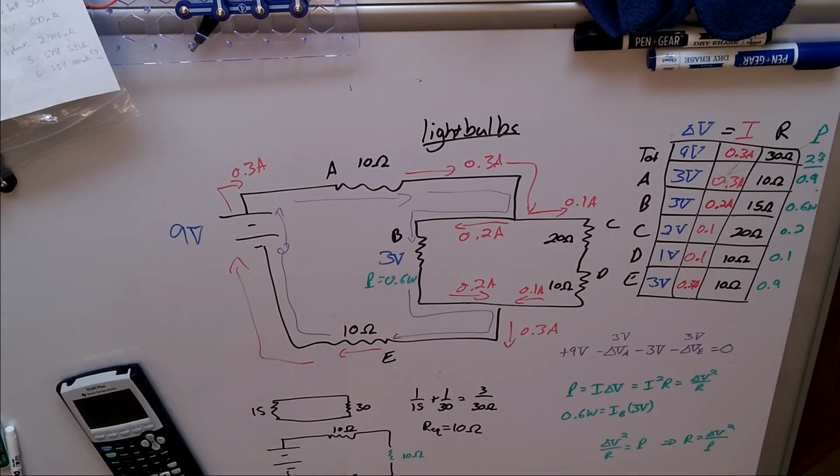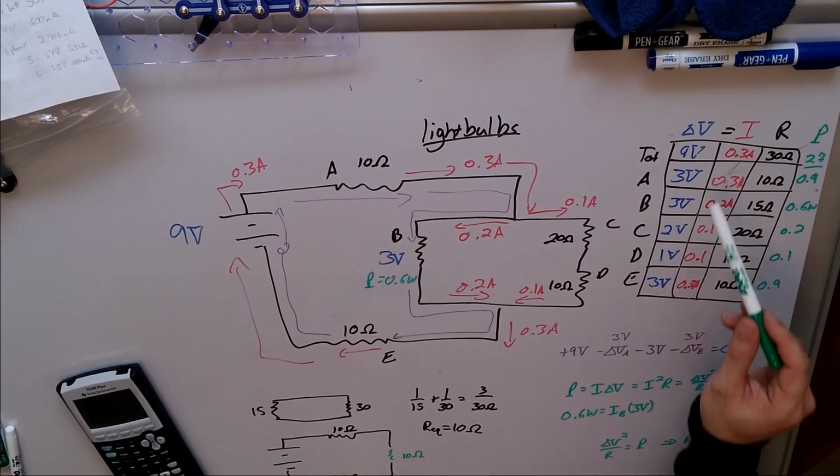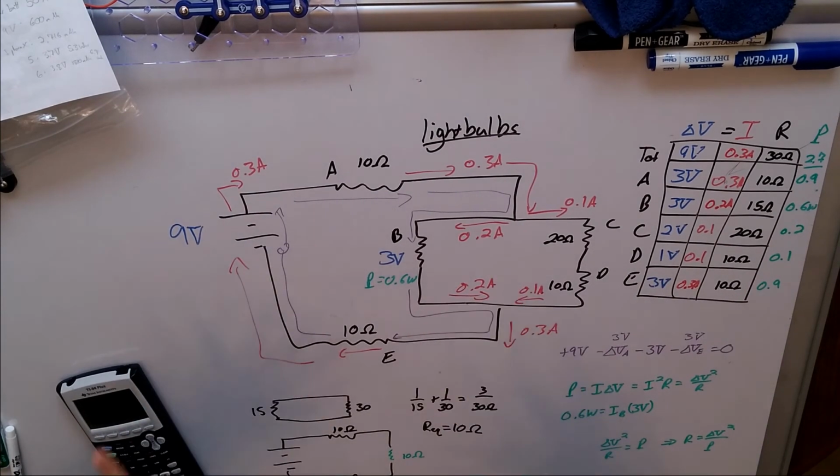Great. A lot of great information. We're going to keep building on this, but this is a great example of how the table can allow you to go through a really complex circuit quickly and easily. All right.